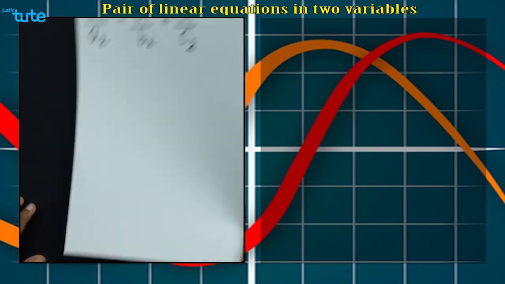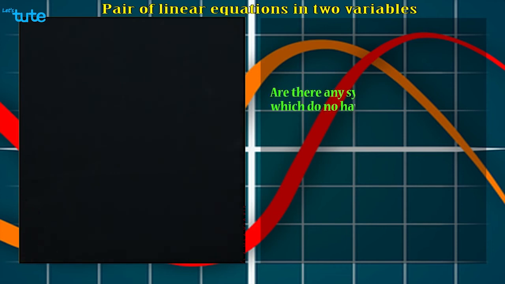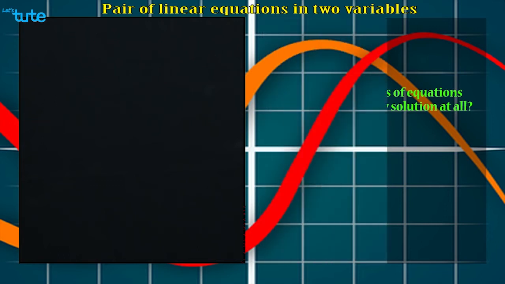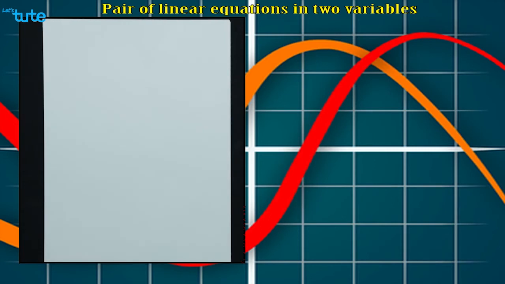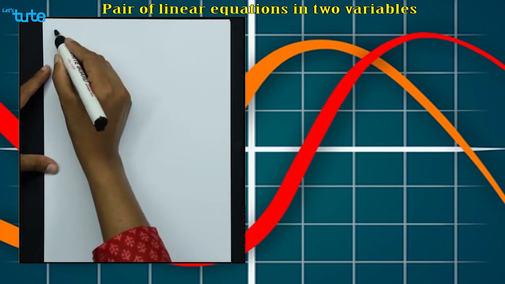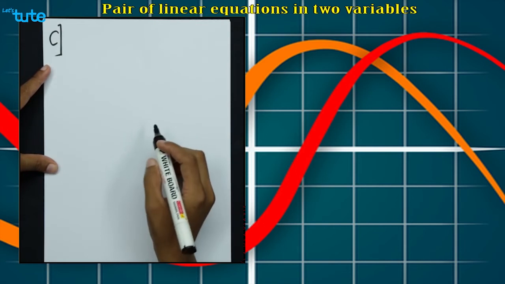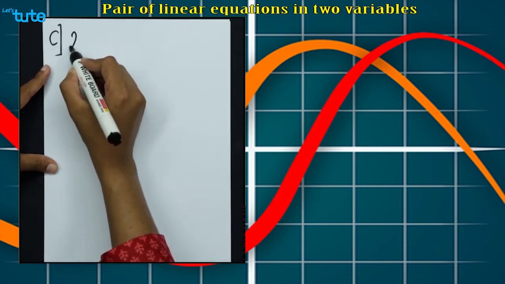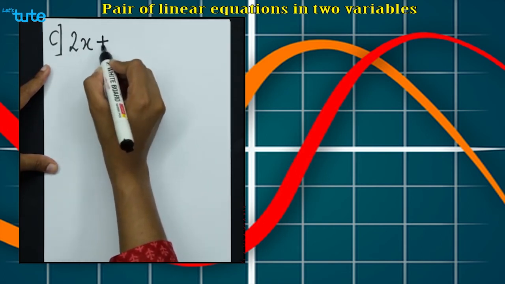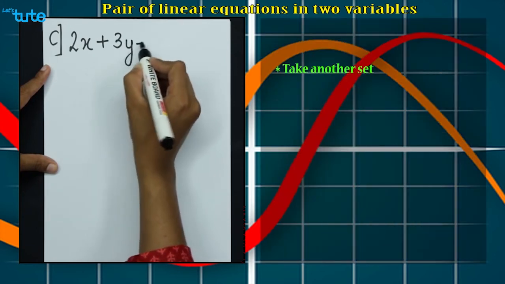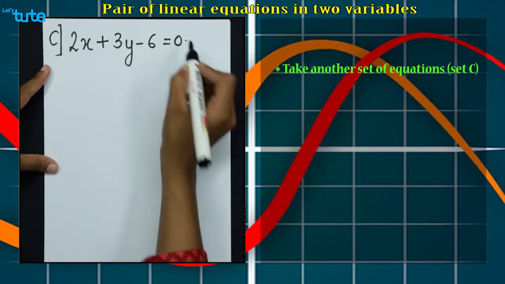Is this the only thing that happens, or are there any systems of equations which do not have any solution at all? Let us again check that. Let us take the third set of equations and observe what happens here. Let us take set C of equations. We take the first equation as 2x plus 3y minus 6 equals 0.